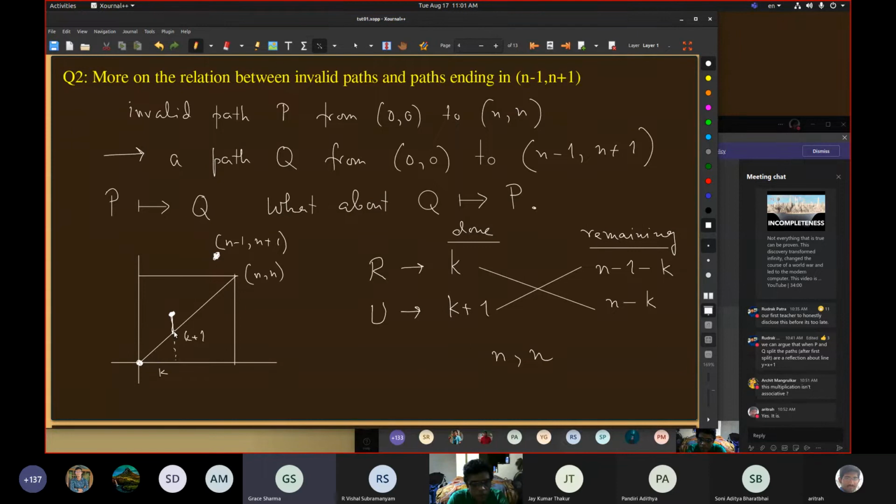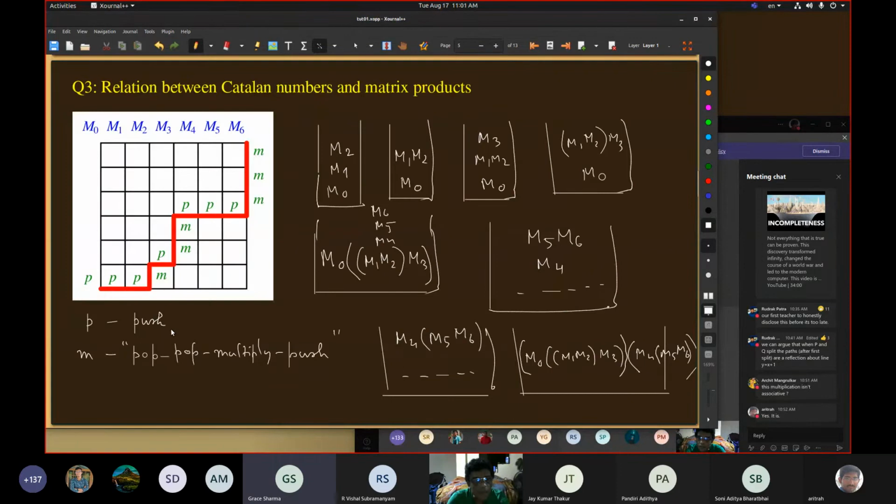you can view it this way also. Because if you touch something here, in terms of this imagery, I have touched that diagonal, y equal to x. At that point of time, I have only one thing in the stack, and the remaining thing. So similar things happen at the path level also.